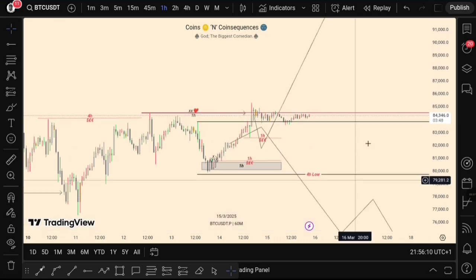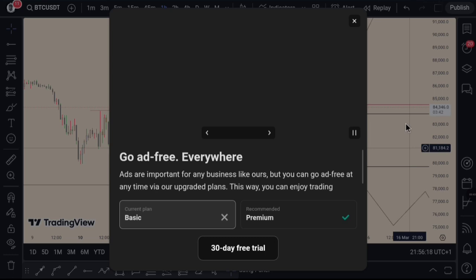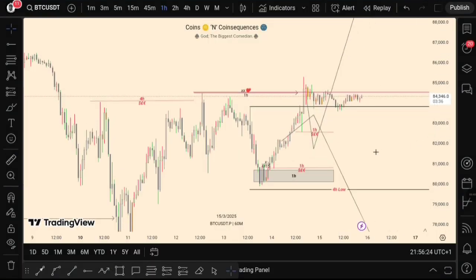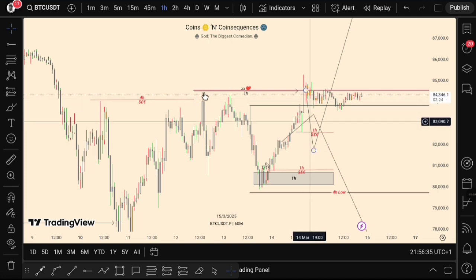I don't use 30 minutes, so the 1 hour is still the closest to your setup. Okay, so here it is. You're planning to sell from here, basically from this high. Anyway, let's just focus on that.